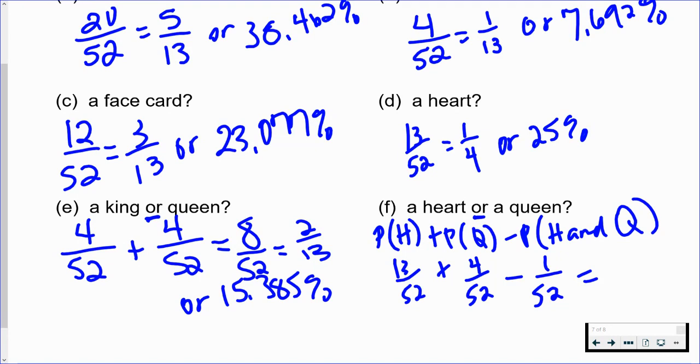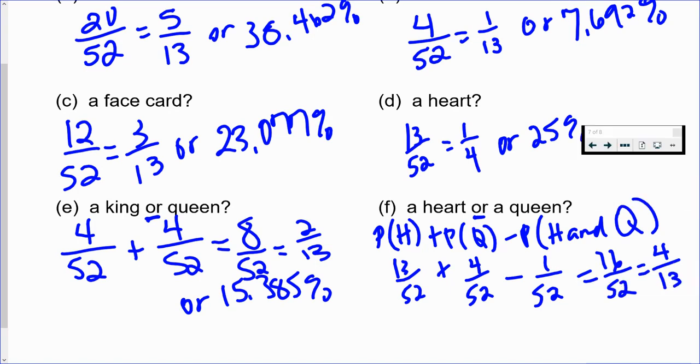Okay, so 13 plus 4 minus 1. 13 plus 4 is 17. Minus 1 is 16 out of 52. Okay, so now we want to reduce, 16 out of 52. If we divide by 4, that's 4 out of 13. Let's get our percentage, 30.769%.